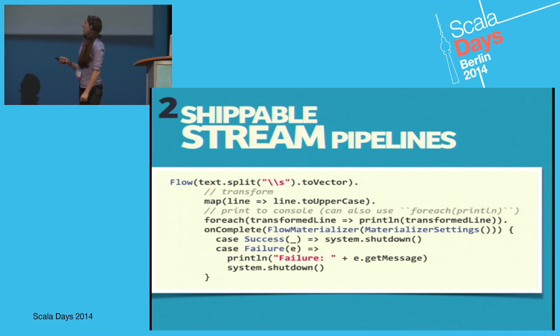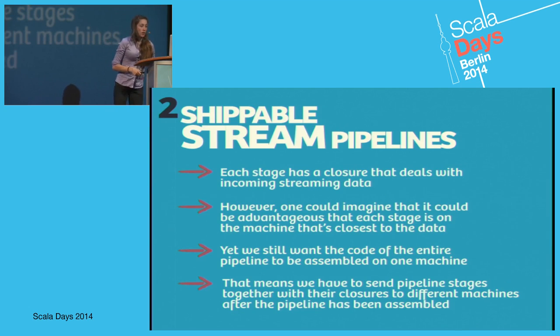So in this case, you're doing a map. You're just transforming everything to uppercase on the data as it comes in, and then you're printing each line as it comes in. And when it's complete, you just shut down. As I said, every stage has some sort of closure or function that it applies to the incoming streaming data.